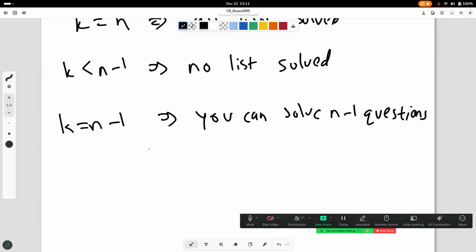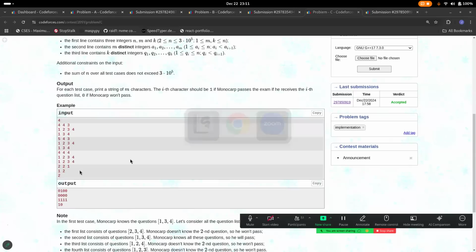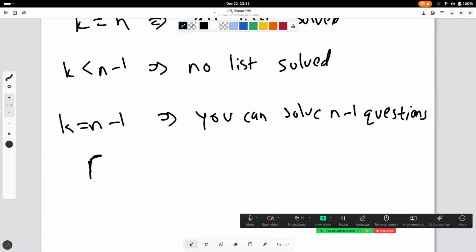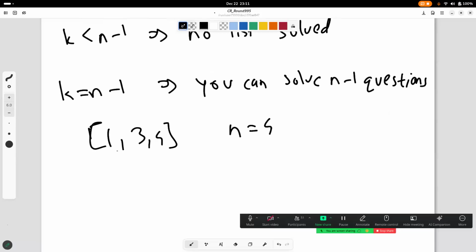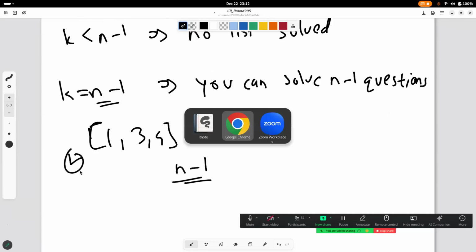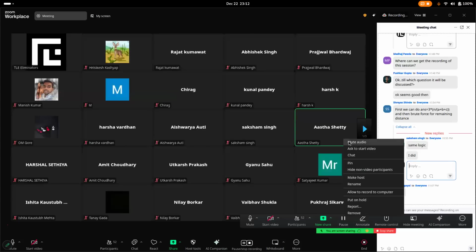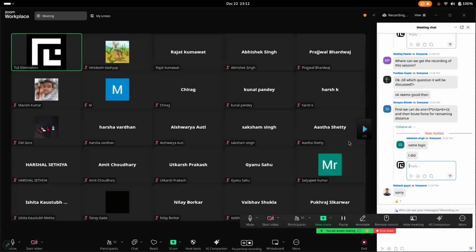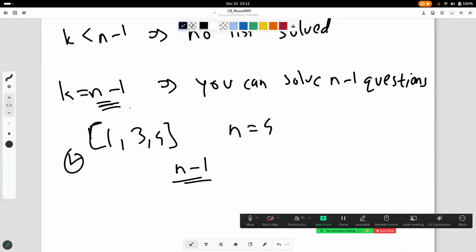Now, if you can solve exactly n minus 1 questions, the questions that you can solve form a list, because a list is exactly n minus 1 distinct questions. In this problem we could solve 1, 3, and 4, and our n was 4. So this corresponds to solving a list because a list will have n minus 1 questions. So if you can solve n minus 1 questions, you are able to solve exactly one list.